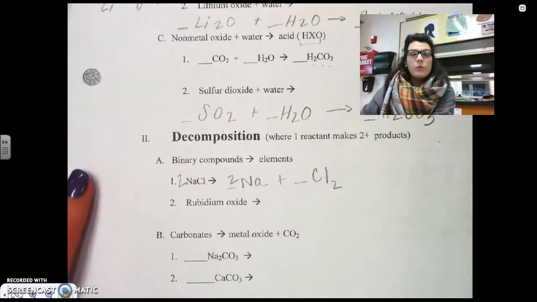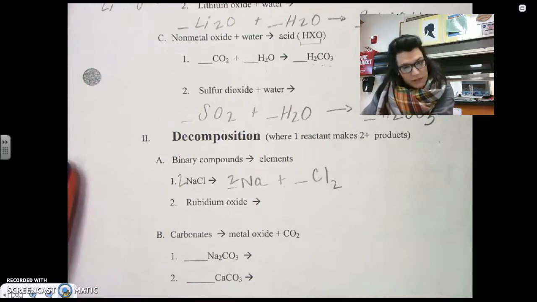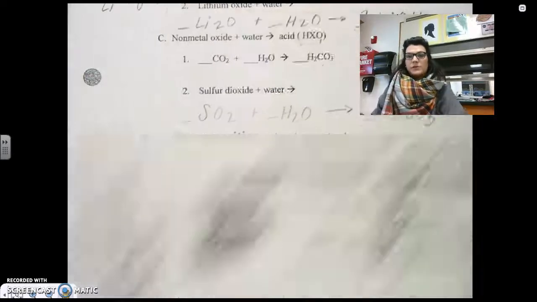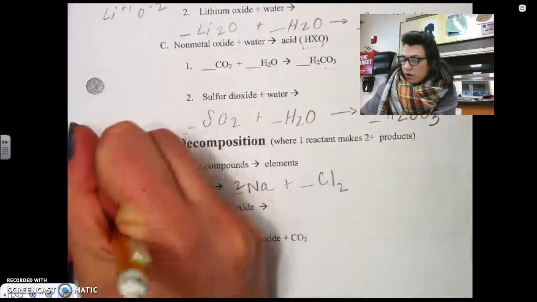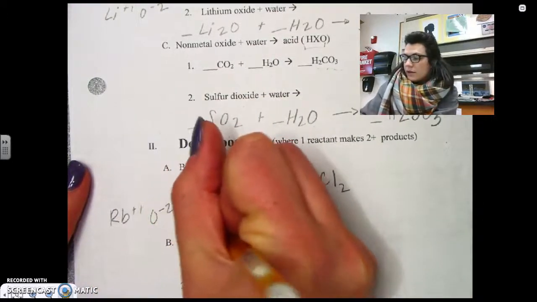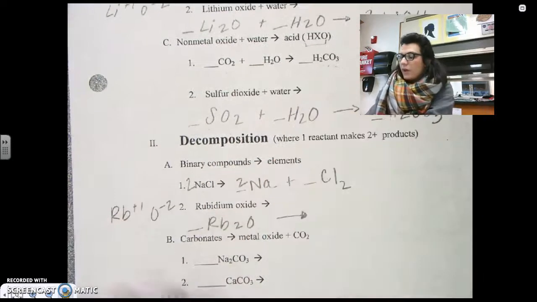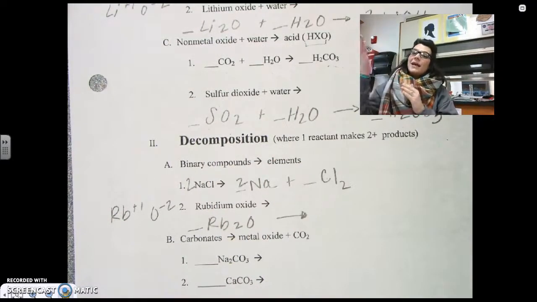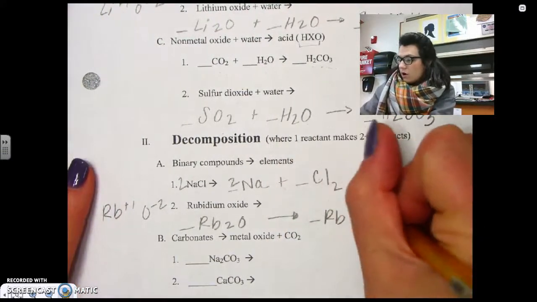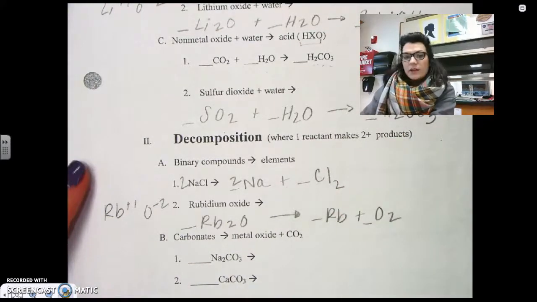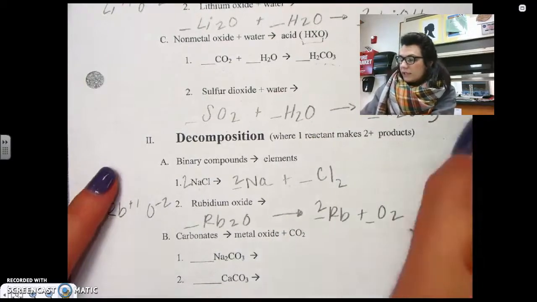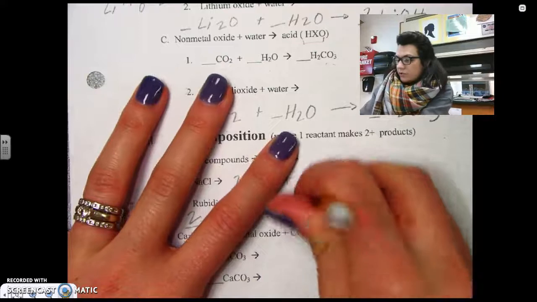The next one is rubidium oxide. Rubidium is in group 1. It's right here, since I have a periodic table in front of me. Rubidium is right here, so it's plus 1. So Rb plus 1. Oxygen is O minus 2. So this is Rb2O, okay? Which means I'm going to make rubidium and oxygen, okay? So I'm going to have Rb plus O2. And then the last thing I have to do is balance, and I'm going to do that by putting a 2 there, but I need to put 2 over here, so this is going to be turning into 4.